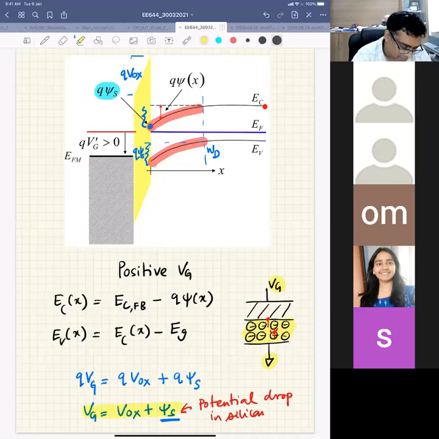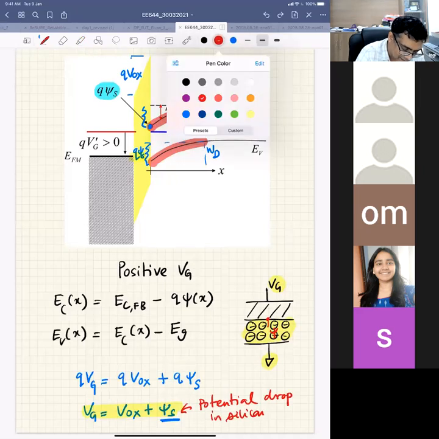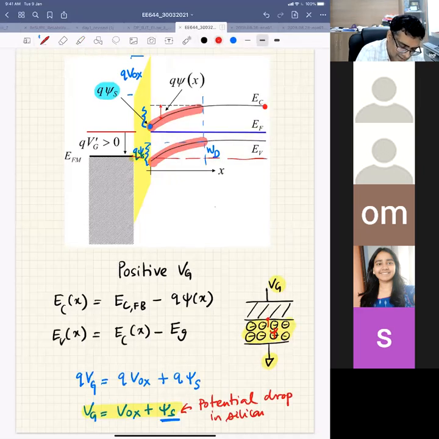So here you see there will be a change in the Fermi levels between your gate and your silicon, because your silicon is at zero, and anyway your Fermi level will be flat because there is no current flowing. So if you see the Fermi level difference here, this will be qVg. So you are applying gate voltage.